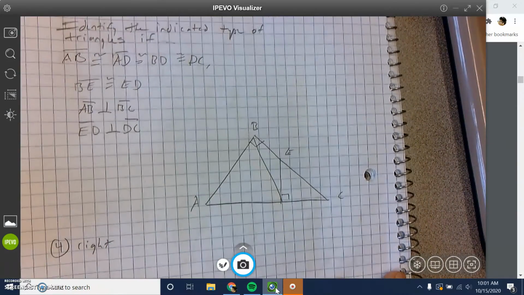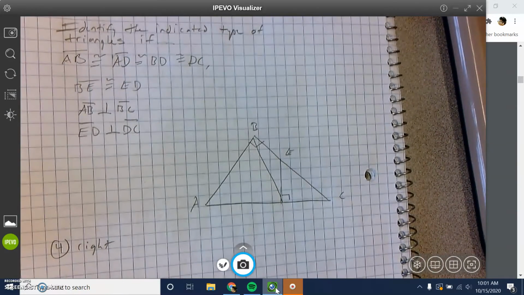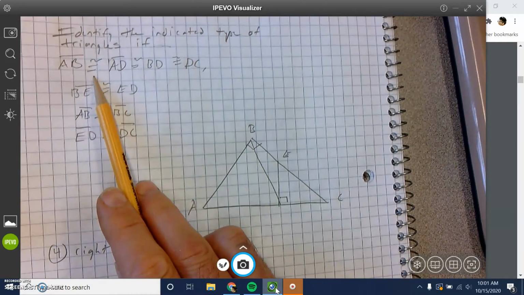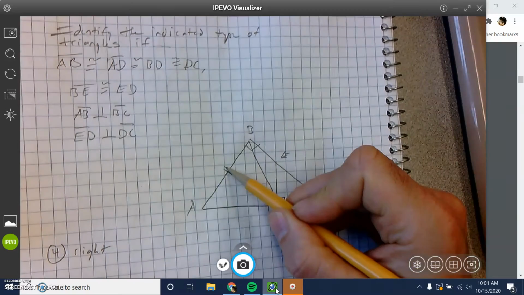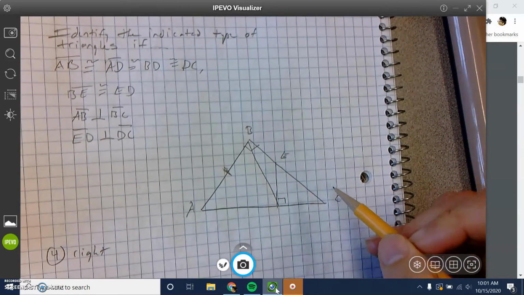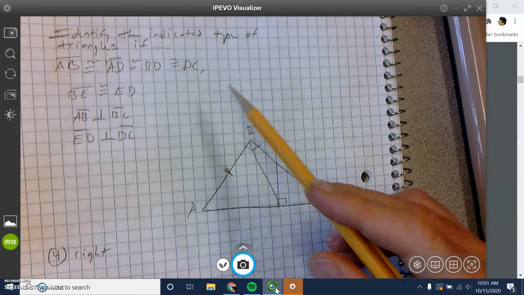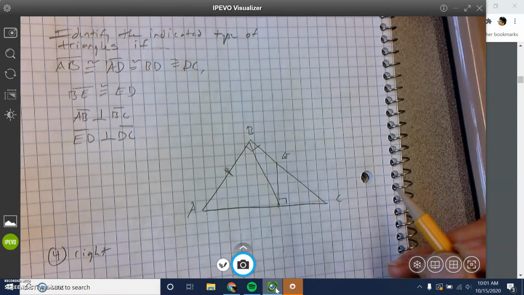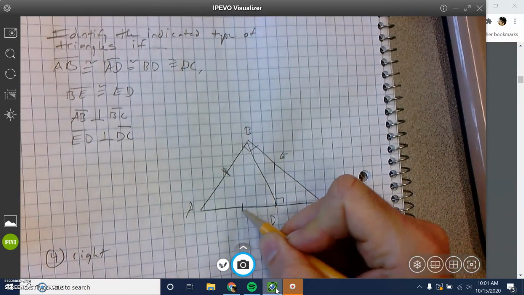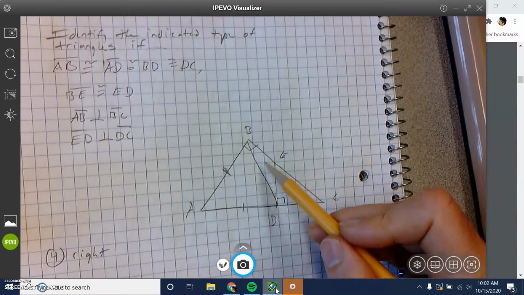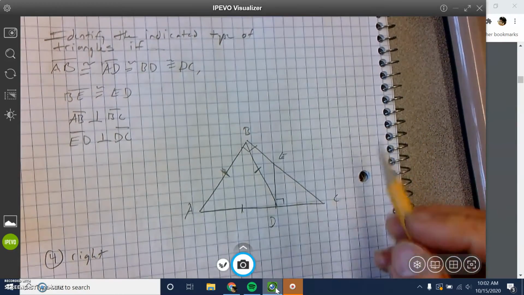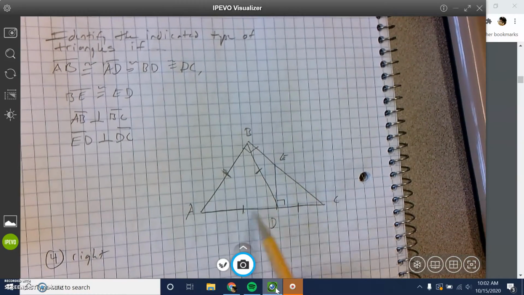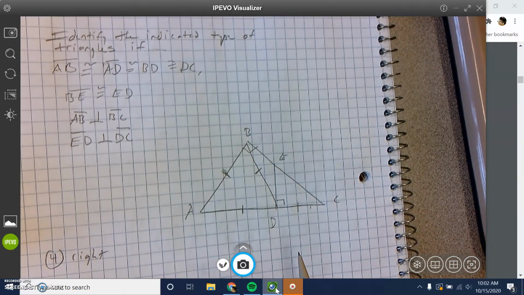So here you go. Identify the indicated types of triangles. AB is congruent to AD. So I'm just going to mark it up. Here's my picture of what I saw. AB is congruent to AD. This is D here. And it's also congruent to BD right there, and it's also congruent to DC right here. So all those sides are the same length.